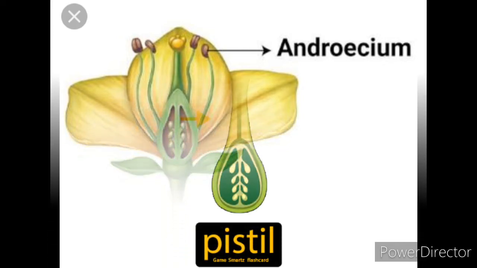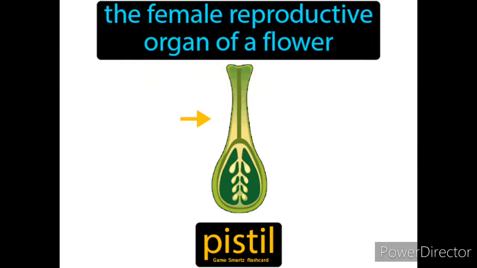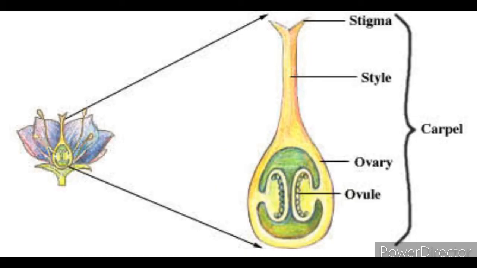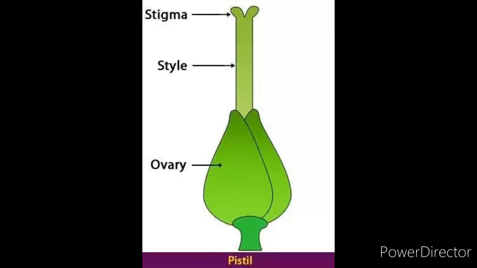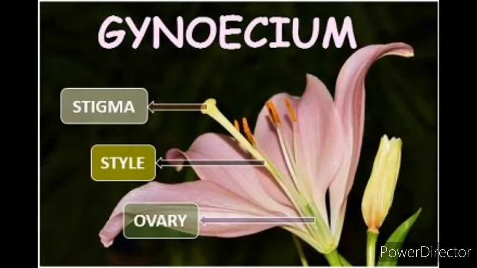Coming to the fourth whorl, which is generally called the female part, the centrally located pistil may be formed of a single female unit called the carpel, or several carpels fused to form the gynoecium. Each carpel consists of a basal ovary, middle style, and uppermost stigma. And here, the fourth whorl, that is the gynoecium, will be the female reproductive part of the flower.